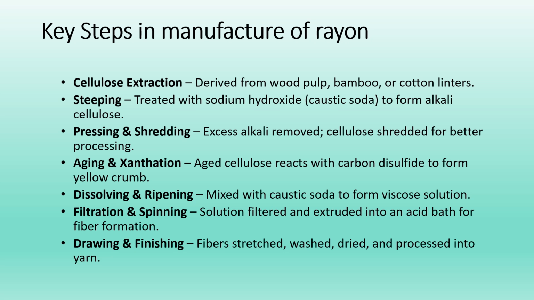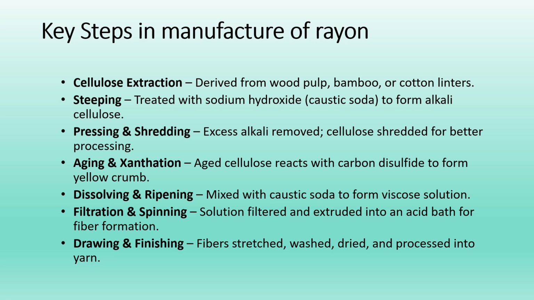Steps involved in the manufacturing process of viscose rayon. Let us see in detail. Rayon is a semi-synthetic fiber because it is derived from natural cellulose but undergoes chemical processing. The viscose process is the most common method used to manufacture rayon. The process involves several steps, from extracting cellulose to forming fibers.